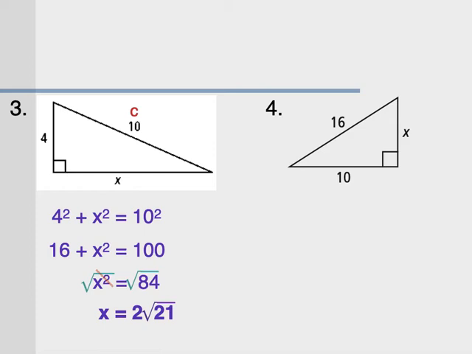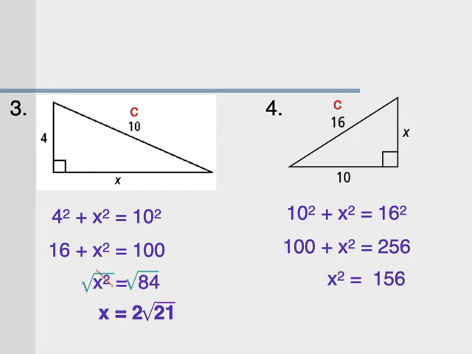For question 4, this time your hypotenuse is 16, and 10 and x are your leg sides. As you simplify your equation and get x squared by itself, you should get x squared equals 156. Then when you square root both sides, you should get x equals 2 times square root of 39.